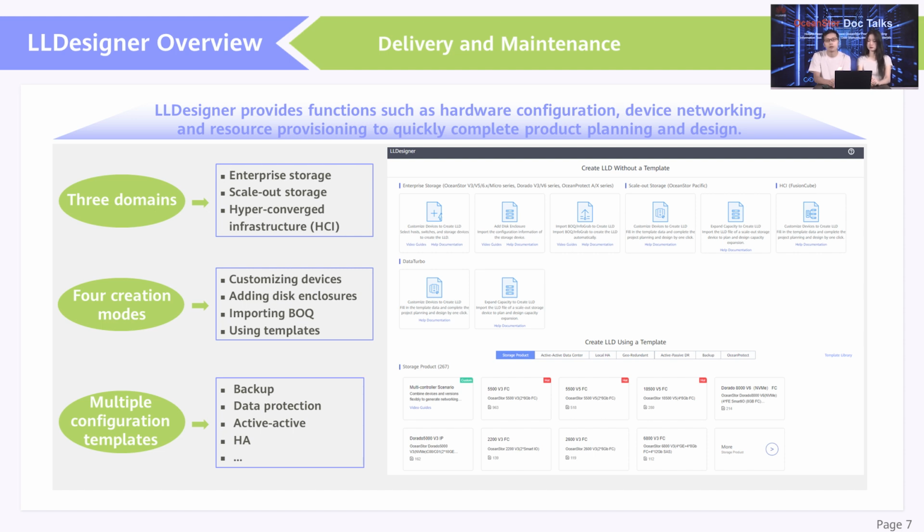AL Designer provides 4 methods for you to create AL projects. The first one is customization. That is to say, you can customize device parameters to create an ALD project. The second one is to add disk enclosures for enterprise storage. This method is used for capacity expansion. The third one is to import a BOQ file. The last method is to create an ALD project using a template.